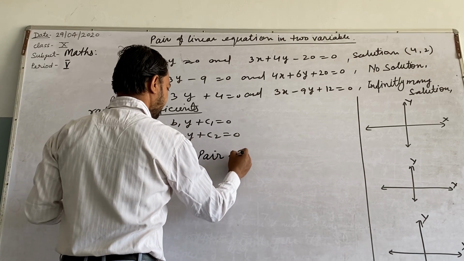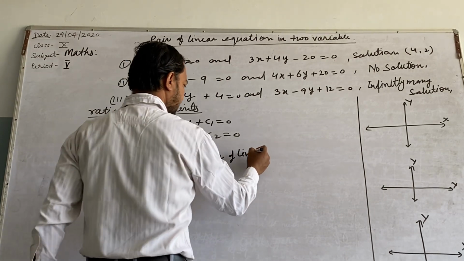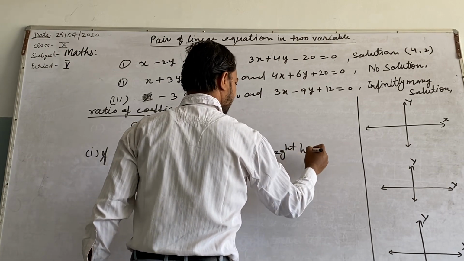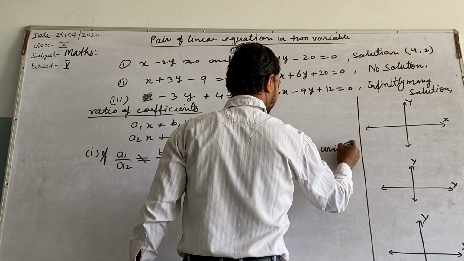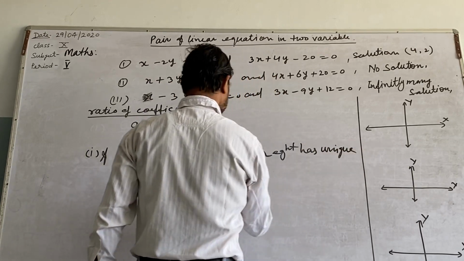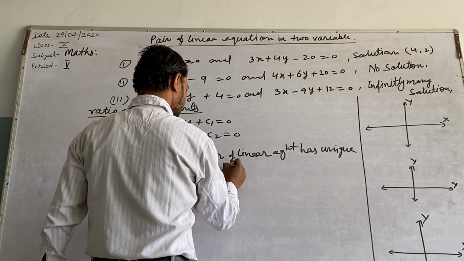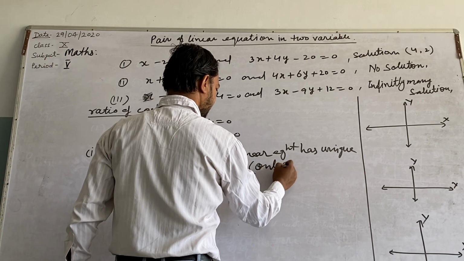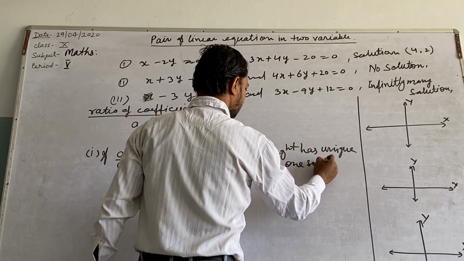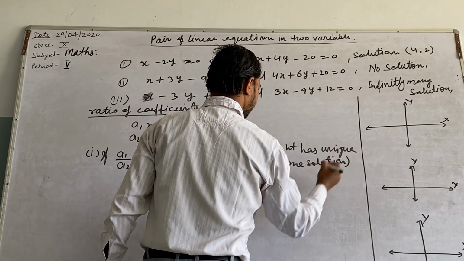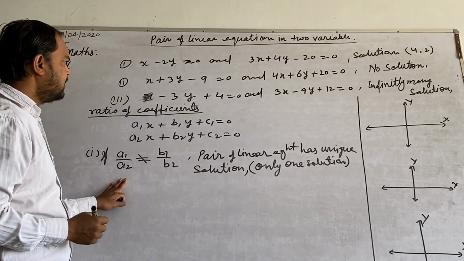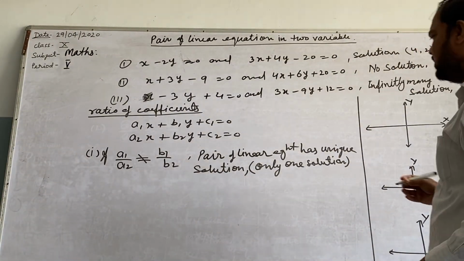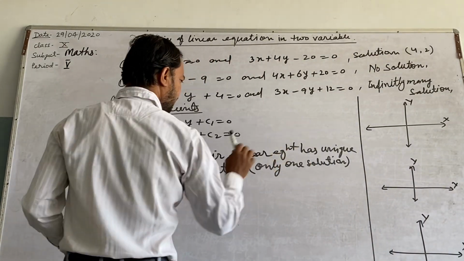we can say the pair of linear equations has a unique solution. In other words, only one solution. Right? The pair of linear equations has a unique solution. As you see here, it has only (2, 4) as a solution, a unique solution.